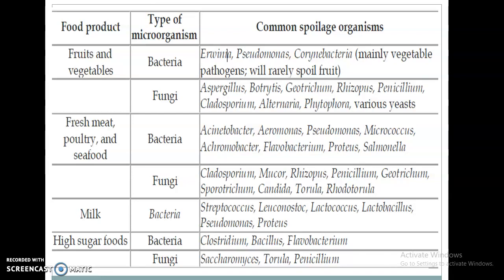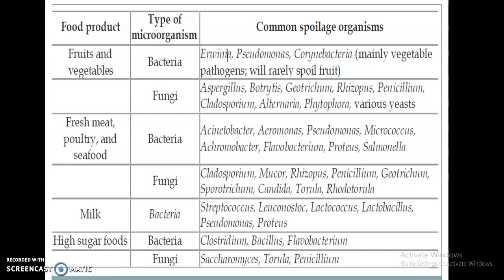The second type of microorganism which spoils the fresh meat, poultry and seafood is the fungi. And the examples are Cladosporium, Mucor, Rhizopus, Penicillium, Geotrichum, Sporotrichum, Candida, Torula and Rhodotorula.